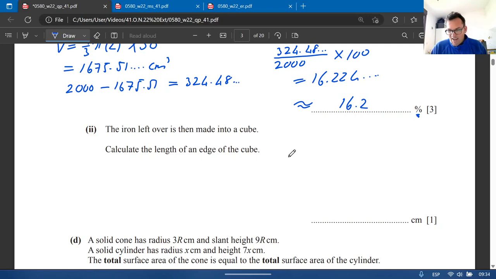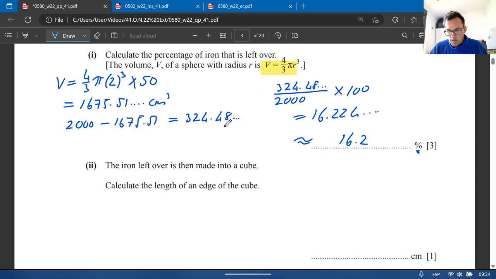Right, then they take the iron that is left over. So what was that? What was left? 324.48. Let's use that. 324.48 centimeters cubed is the iron that is left over. And then make it into a cube. What's a cube? A cube has got all the sides the same length. Length, width, and height. Three dimensions, yeah? Beautiful cube, perfectly drawn. So we've got the width, the length, and the height. So it's three measurements. And if you multiply these three measurements together, you get the volume of the cube.